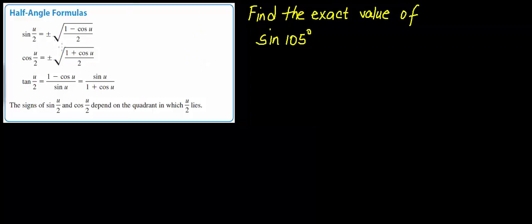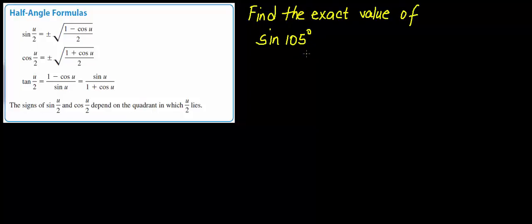In this example, we're going to use the half angle formulas. We have a half angle formula for the sine, cosine, and tangent, and notice that now we're referring to half of the given angle. And here are the equations. We have an example here where it says find the exact value of the sine of 105.